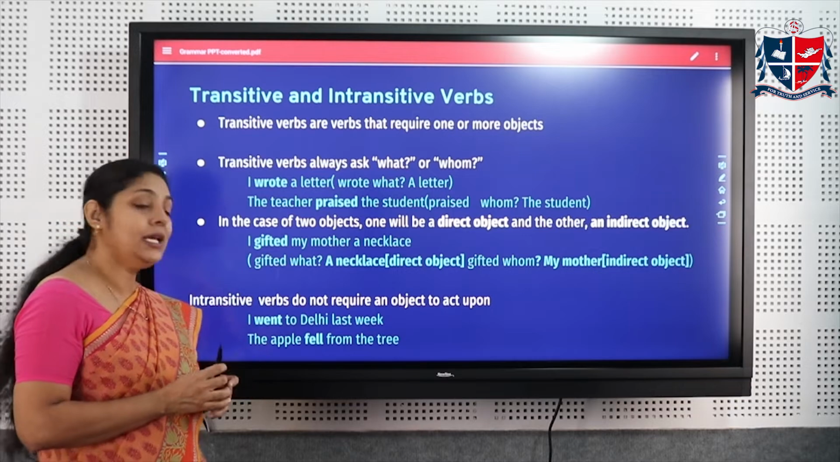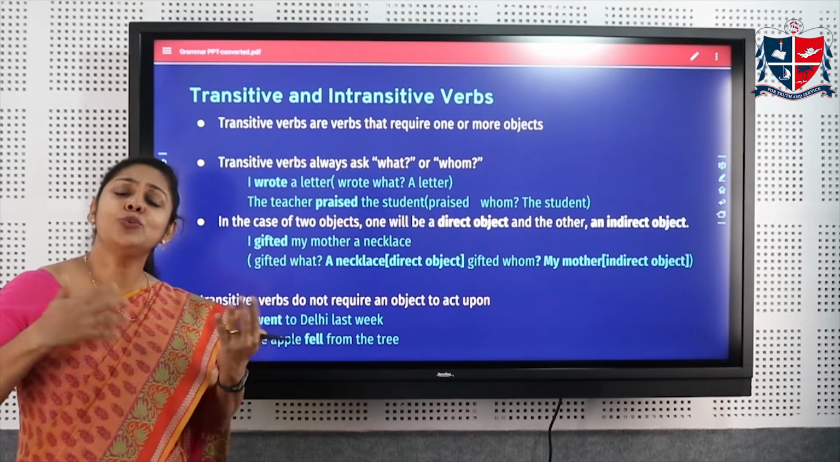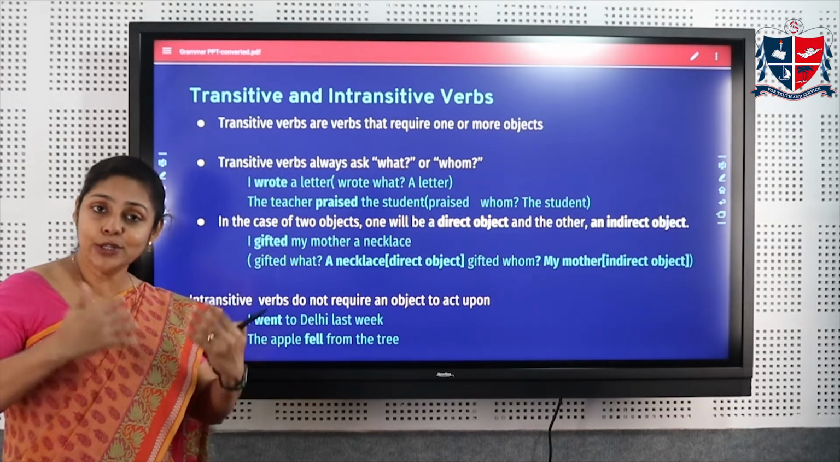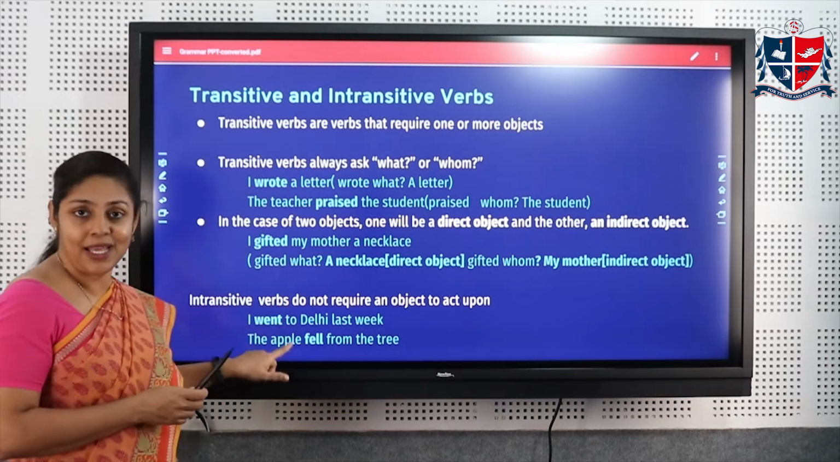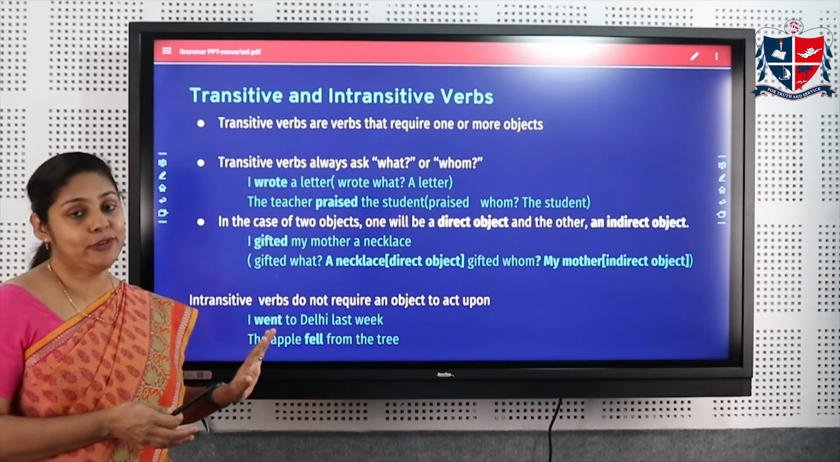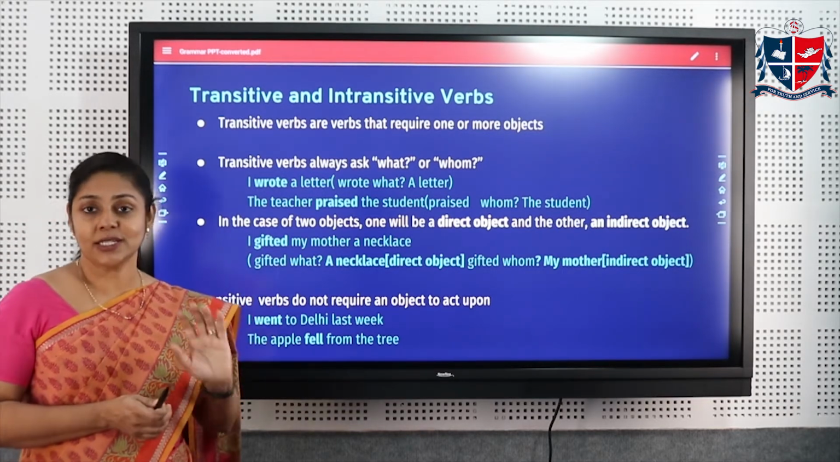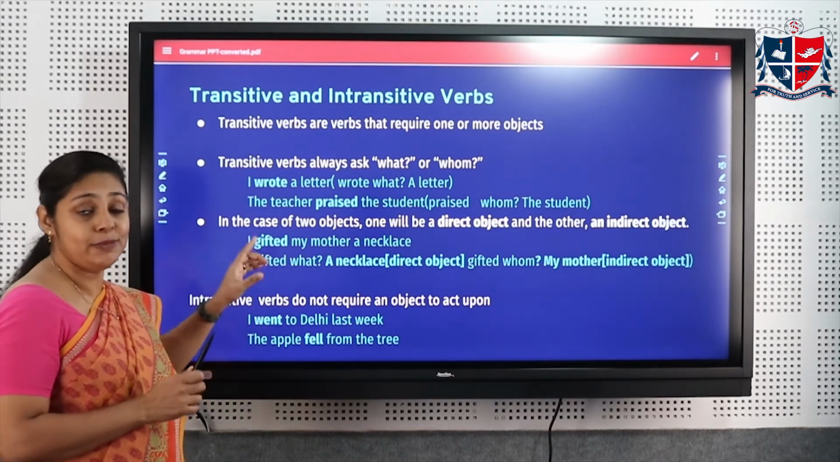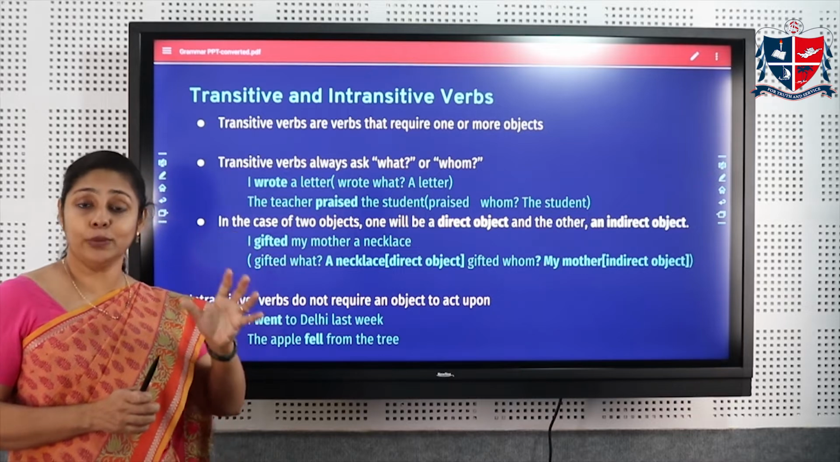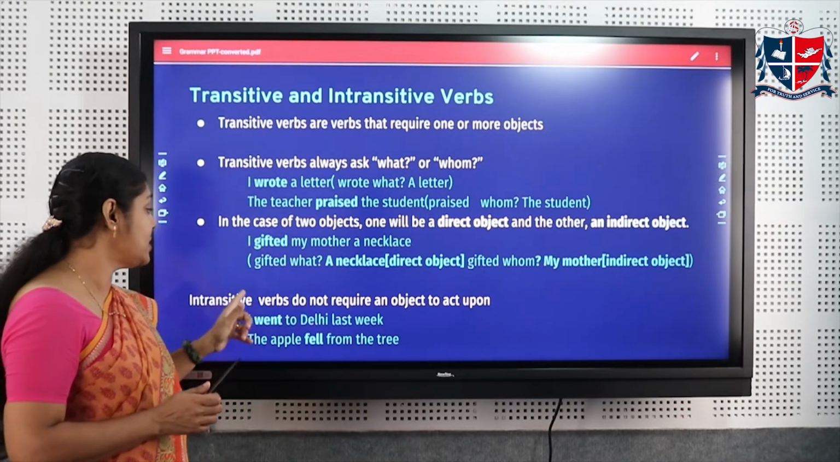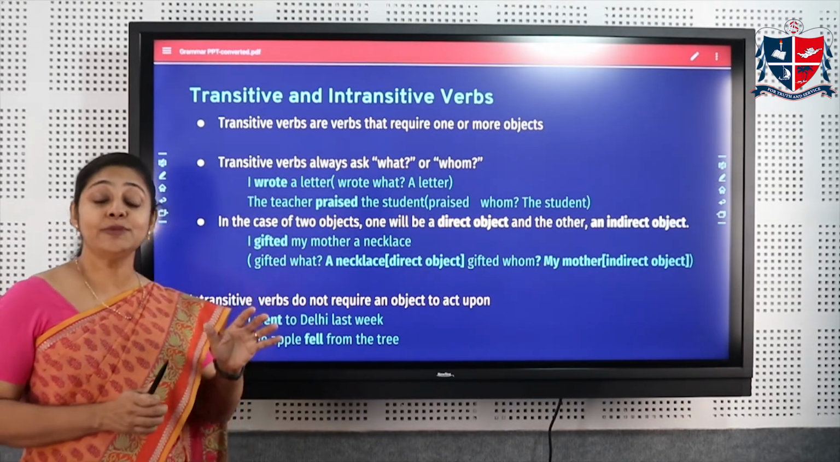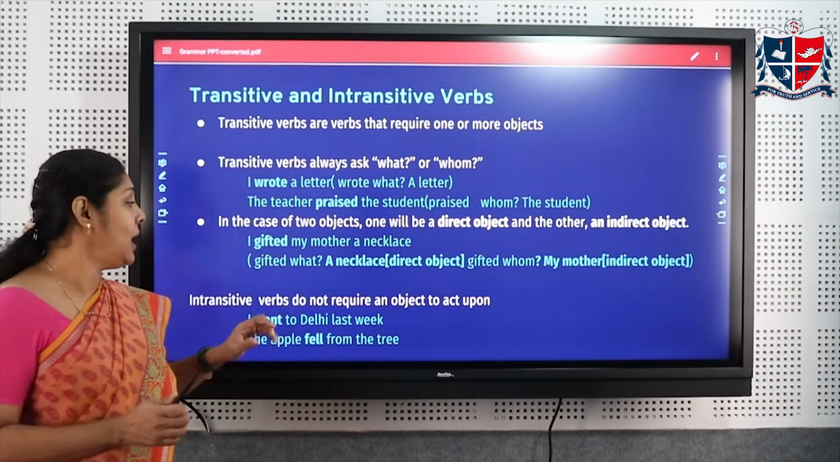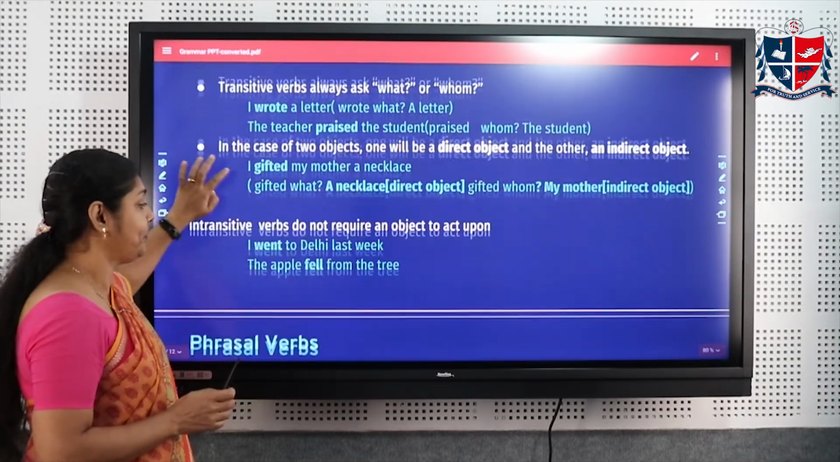I went to Delhi last week. Went what? No answer. Went whom? No answer. That means these verbs do not have an object and they are called intransitive verbs. So to sum up, transitive verbs are those verbs which do have an object to act upon, and intransitive verbs are those verbs which do not require an object to act upon.